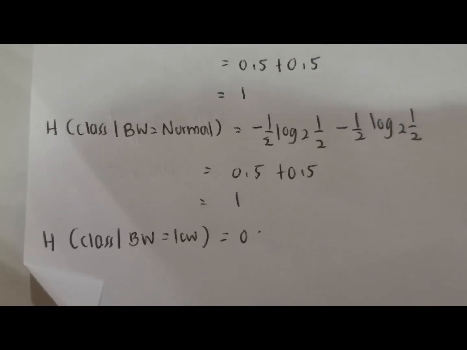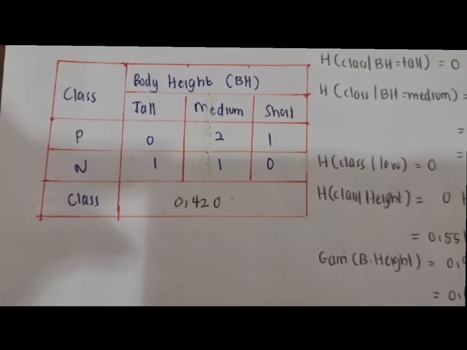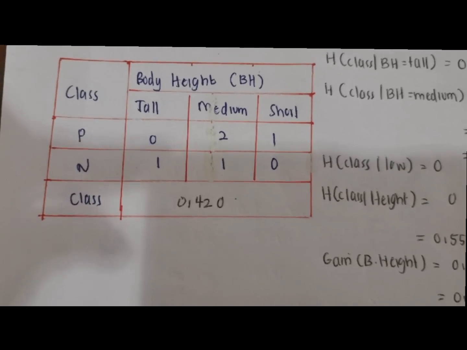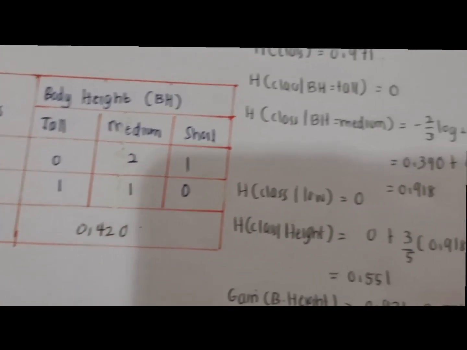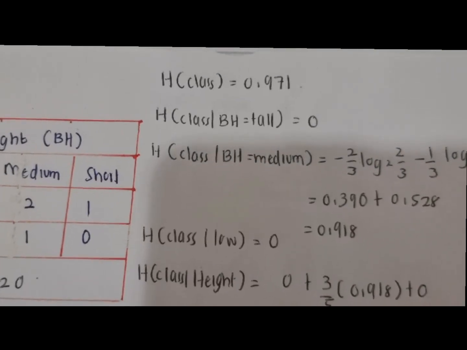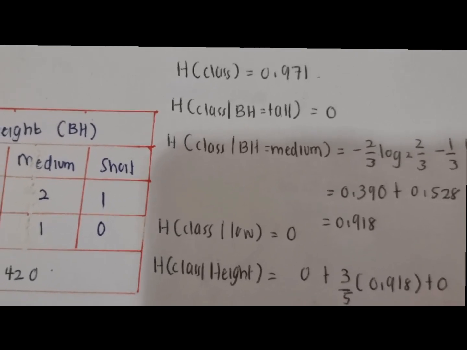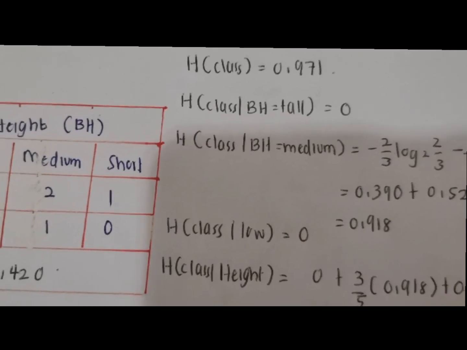And after that, we find the H class for the body weight of low. We get it 0. And we have to find the gain information for body height. Now this is the table. We get like this. After that, we insert all the information into the formula. H class, we get 0.971. H class of body height, body height tall equal to 0.